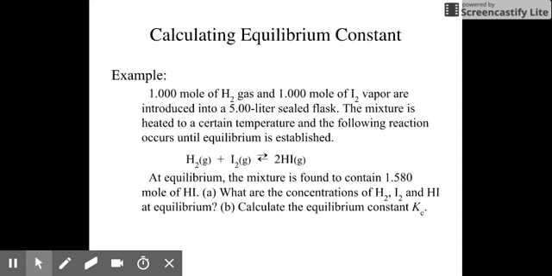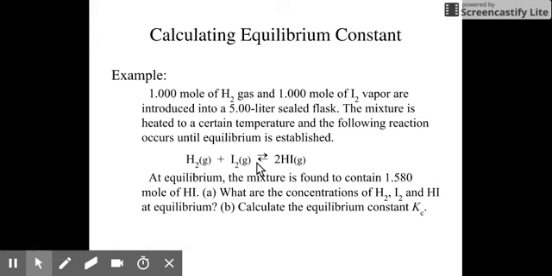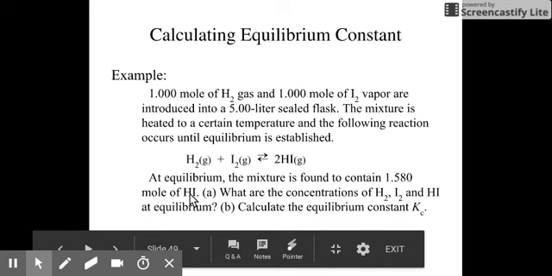The first problem is this. It's the formation of hydrogen iodide from H2 gas and I2 gas. In this case, you're given 1 mole of H2 gas and also 1 mole of I2 gas that is placed in a 5-liter sealed flask. The mixture is then heated to a certain temperature, and so the equilibrium of this reaction has been established. Then it says that at equilibrium, the mixture has been found to contain 1.580 mole of HI.